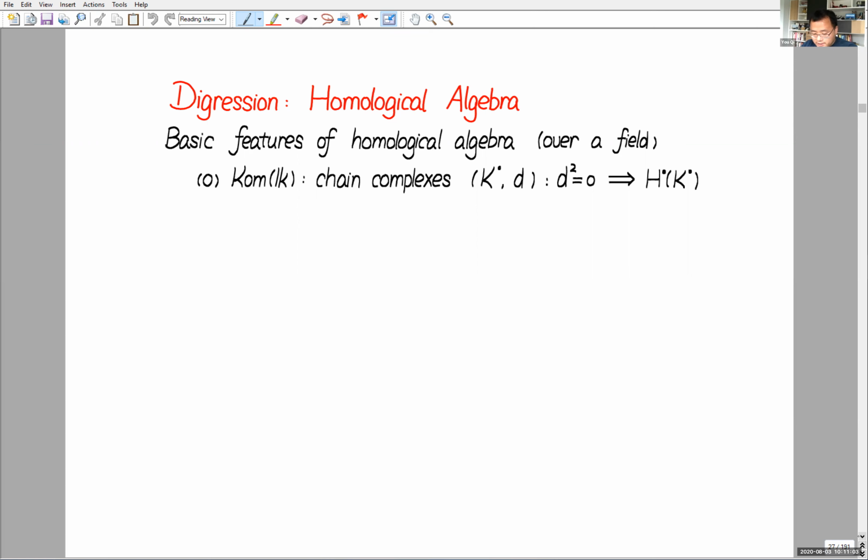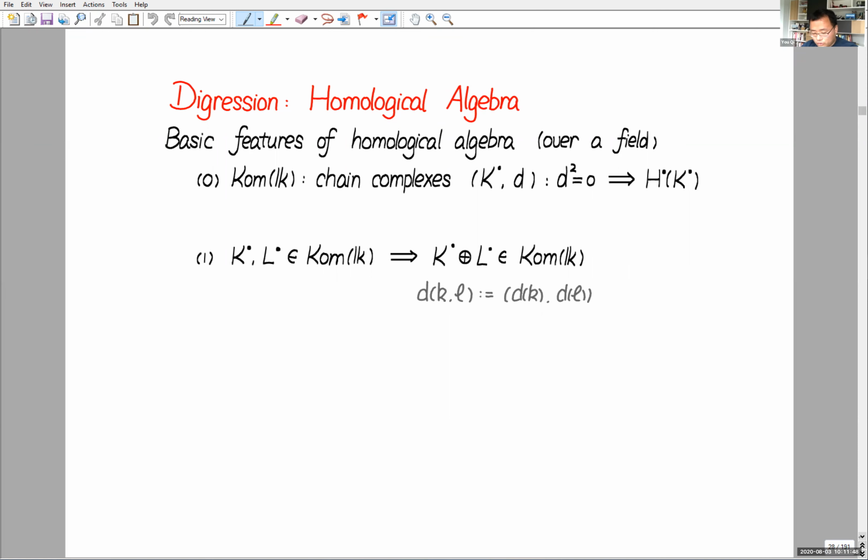So the basic objects of study in homological algebra are chain complexes over a field. If you want to think about it, this is just a graded vector space, K bullet, and I'm using the cohomological convention so that D increases the degrees of K bullet, equipped with an endomorphism D such that D squared equals zero. To this data, you assign the notion of cohomology, which in each degree is the kernel of D mod the image of D. That turns out to be an invariant of these chain complexes up to homotopy, okay?